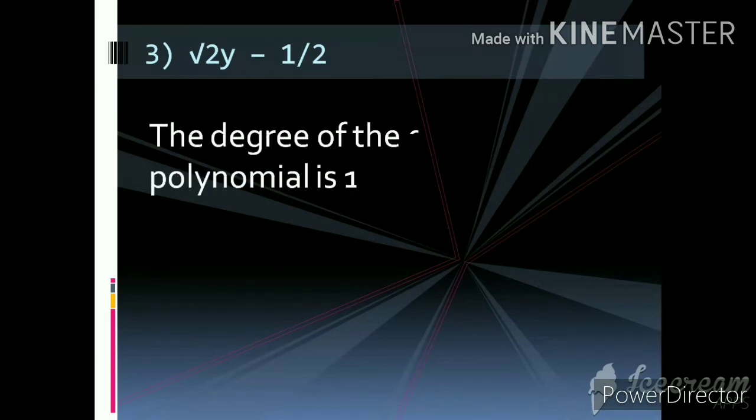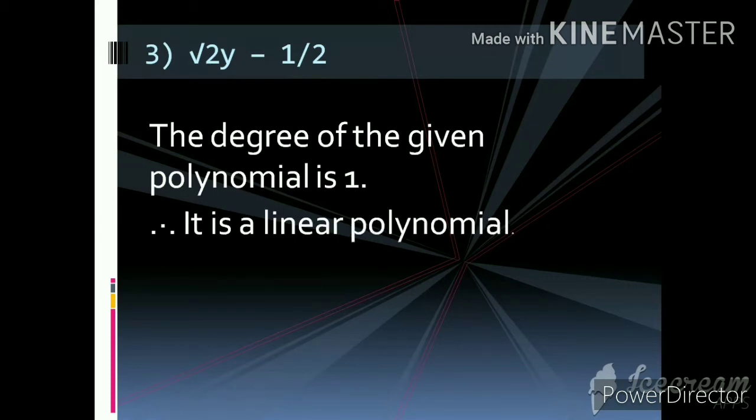Now, question number 3. Root 2y minus 1 upon 2. Here children, with the root 2, which variable is there? Y. The power of the y is 1. So, it means it is a linear polynomial. The degree of the given polynomial is 1. Therefore, it is a linear polynomial.